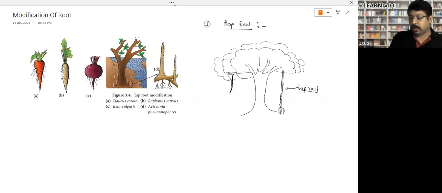Now, please write it down, some points on the prop root, because it is important. What kind of root are they?